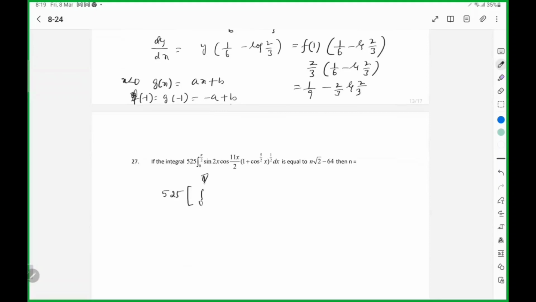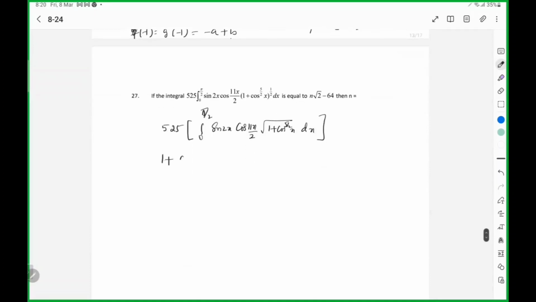Here it is integral 0 to pi by 2 of sin 2x cos 11x by 2 under root 1 plus cos power 5 by 2 x dx. Let 1 plus cos 5 by 2 x be t square. Then 5 by 2 cos power 3 by 2 x minus sin x dx is 2t dt.